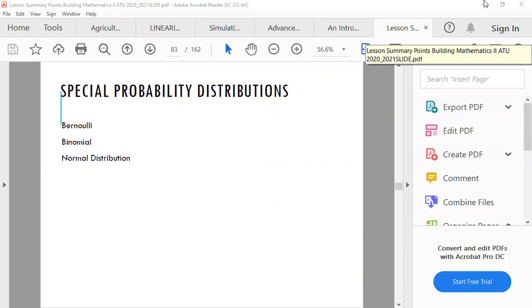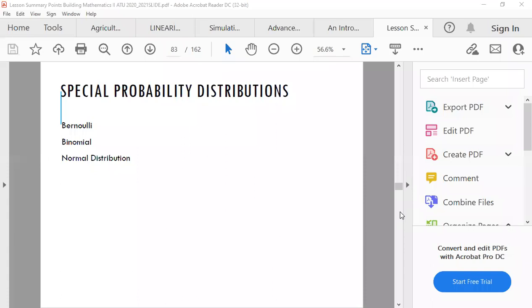And three key distributions we will be looking at in class are the Bernoulli, the binomial, the normal distribution. We want to know what they are. We want to look at their properties and how they can be used in real life scenarios.